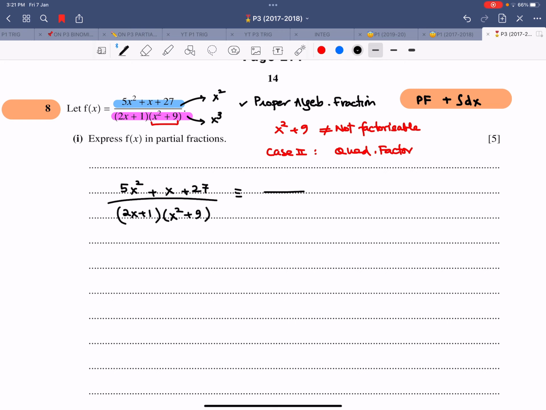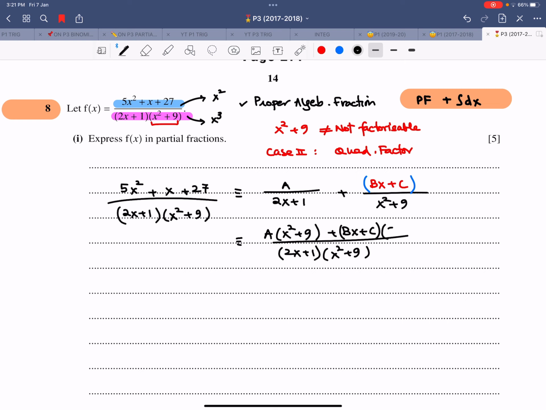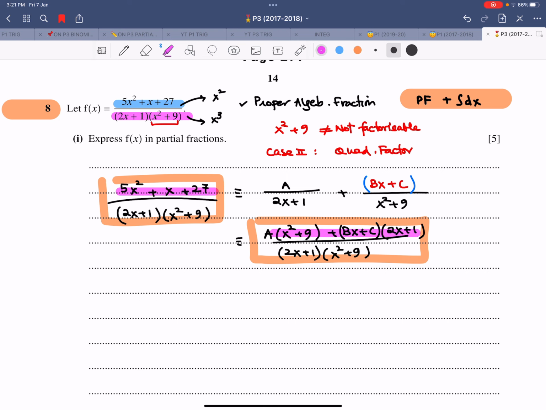On top of the linear factor, you will write a constant. On top of the quadratic factor, you will write an expression bx plus c in brackets, so that when you're taking the LCM, you don't go wrong. So therefore, this is 2x plus 1. This is x squared plus 9. A is multiplied with x squared plus 9. Bx plus c in brackets is being multiplied with 2x plus 1. Both the fractions are identical. The denominators after LCM are exactly the same. Therefore, the numerator should equal the numerator.